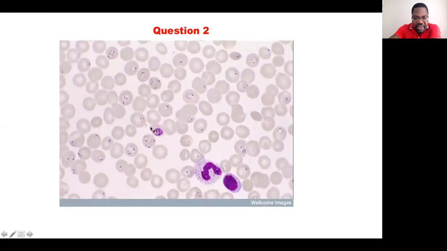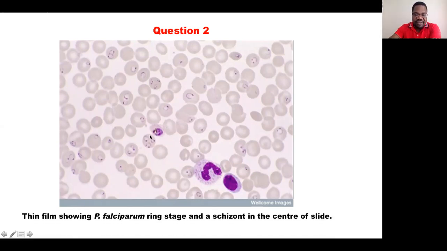But then here in the middle, you can see there is a schizont. Okay, so it's not just at a ring stage, but it reaches here, you can see the schizont. Okay, so the answer is that it's a thin film showing Plasmodium falciparum ring stage and schizont in the center of the slide.